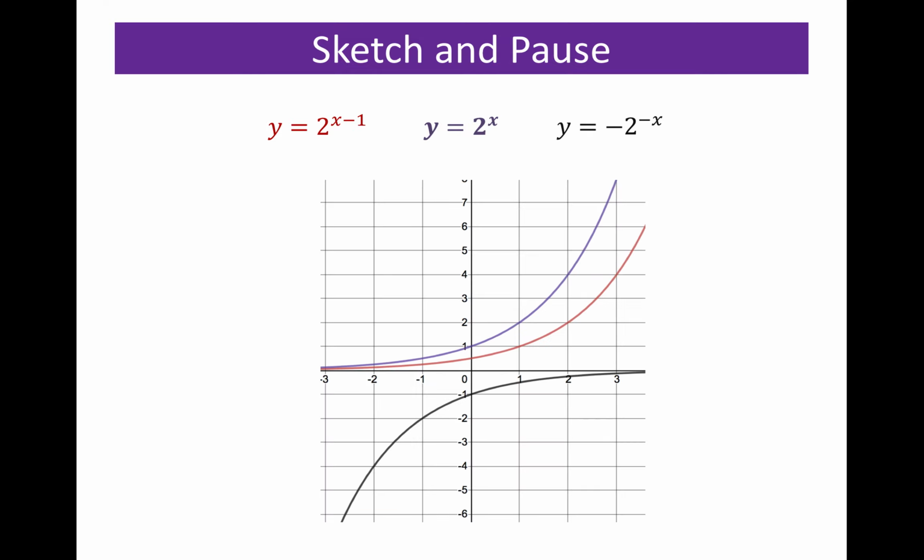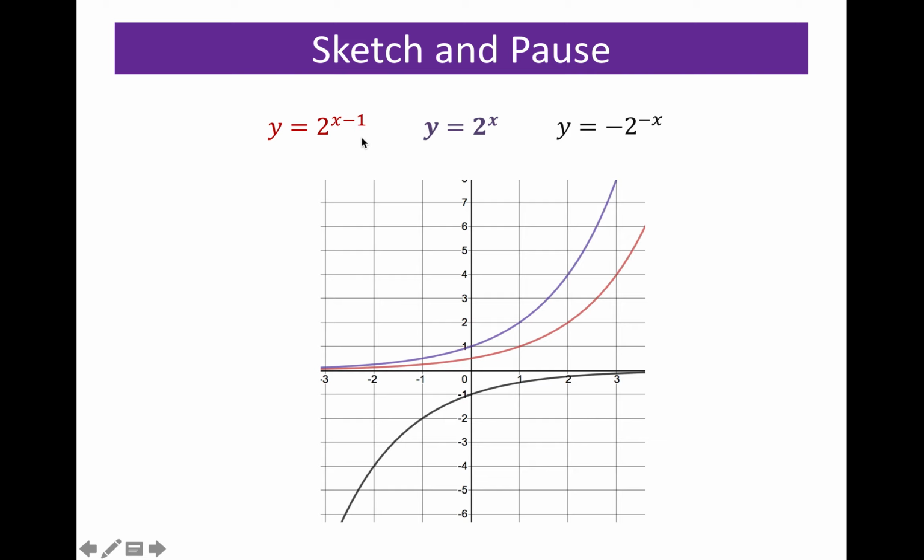Okay, let's see what's happened. Well, we've got our regular 2 to the x here. Notice this time neither of the other two go through (0, 1). Rather interesting. Let's consider this red one here. If we look at it, we can see that actually there's been a translation to the right. This is shifted to the right.